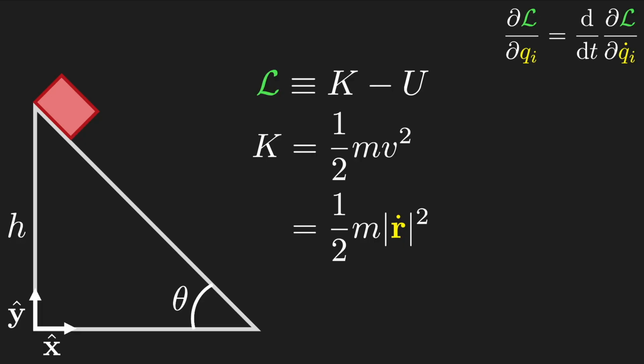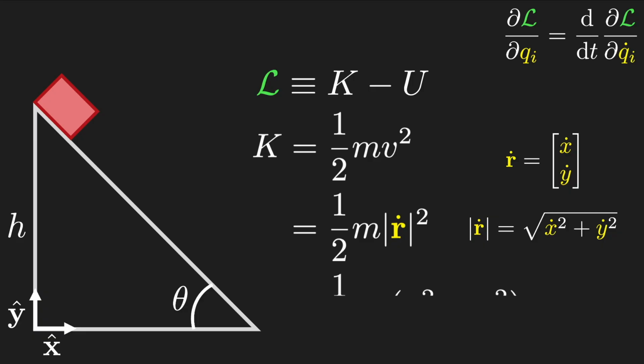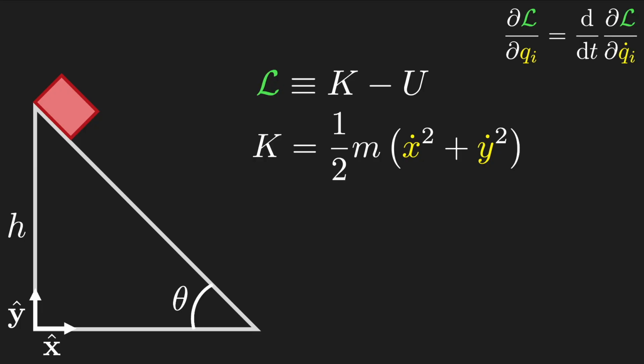So when we put a dot on the r vector, that simply means that we're referring to how fast the box is moving. In other words, the magnitude of r dot represents the velocity, or in this case, the speed of the box. So if we write r dot explicitly, we would have a vector with x dot and y dot, which means that when we take the magnitude of that vector, we're going to get the square root of x dot squared plus y dot squared. Plugging this in, we're going to get the expression for the kinetic energy of 1/2 mass times x dot squared plus y dot squared, which we can put here together.